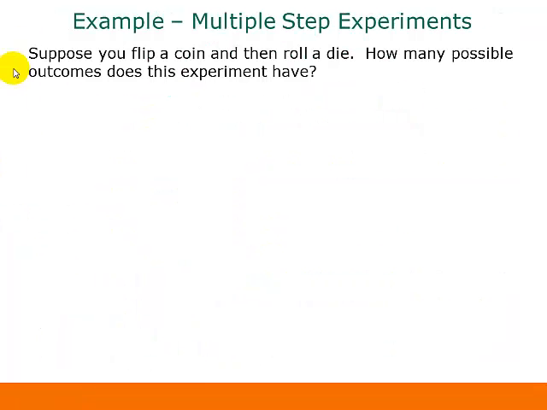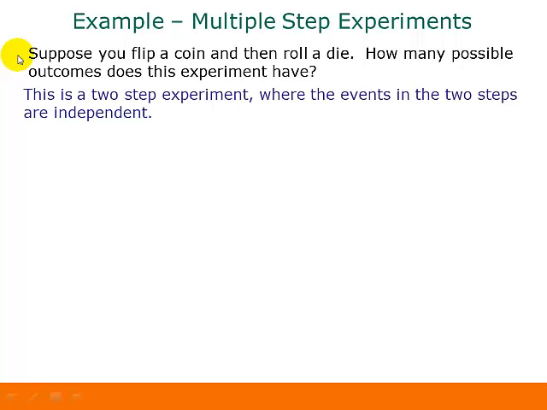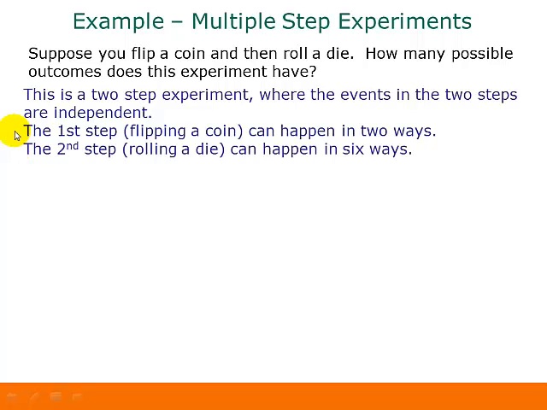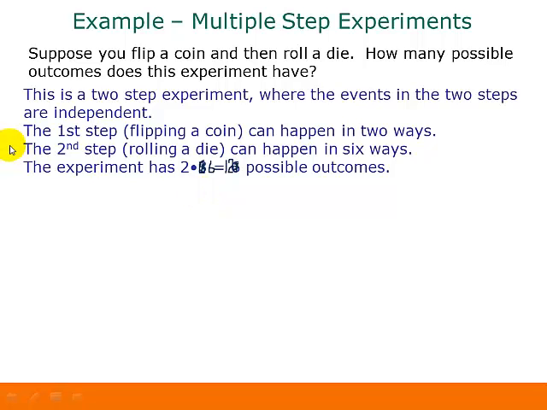Here's an example. Suppose that you flip a coin and then roll a die. How many possible outcomes does this experiment have? This is a 2-step experiment where the events in the 2 steps are independent. So the first step, flipping a coin, can happen in 2 ways, since you can either get heads or tails. The second step of rolling a die can happen in 6 ways, because you can get any one of the 6 different faces on the die. So the experiment overall has 2 times 6, which is equal to 12 possible outcomes.